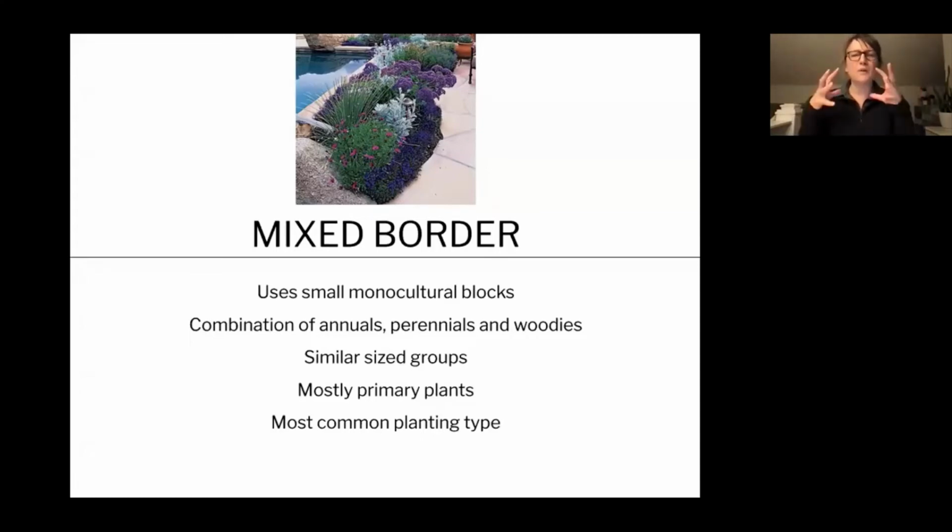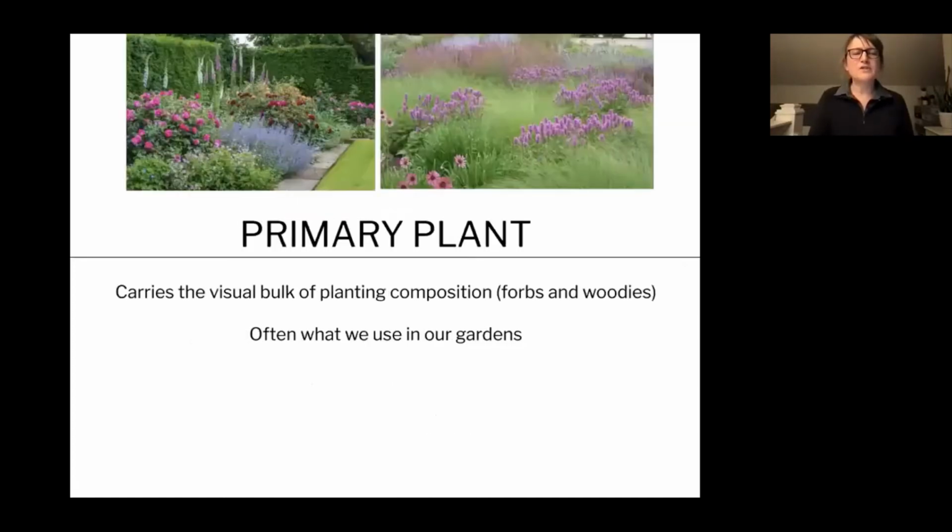You can keep all the groupings small, even if you have a humongous border, or you can make them a little bit bigger. But if you make them a little bit bigger, they might be the next planting model, which we'll talk about in a second. So let's see if this makes sense more as we go through these. So here's the example of the primary plants.